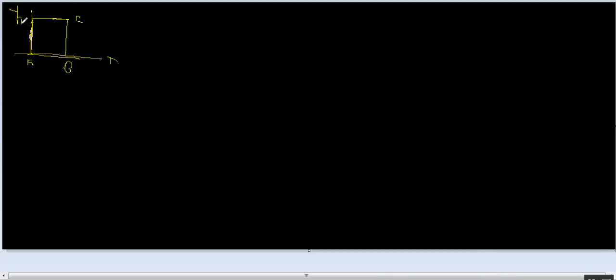and this is D. And here mass is 1 kg, here mass is 2 kg, this mass is 3 kg, and this mass is 4 kg. This is a square, and this length is A, this length is A, and this length is also A. We have to find the center of mass.